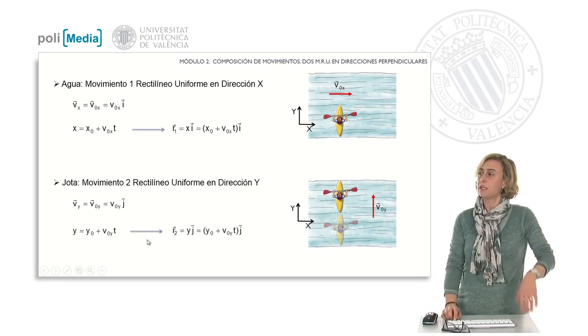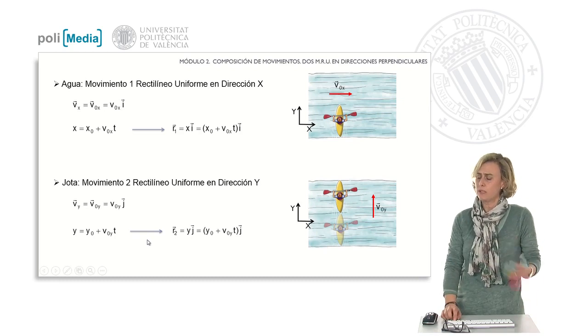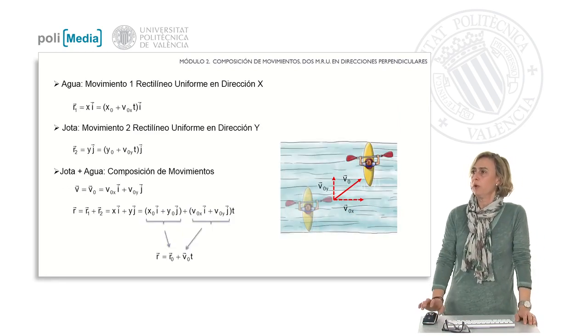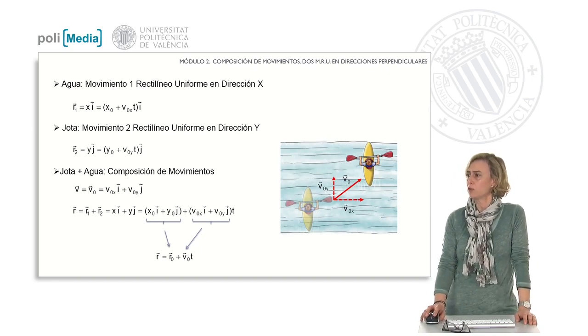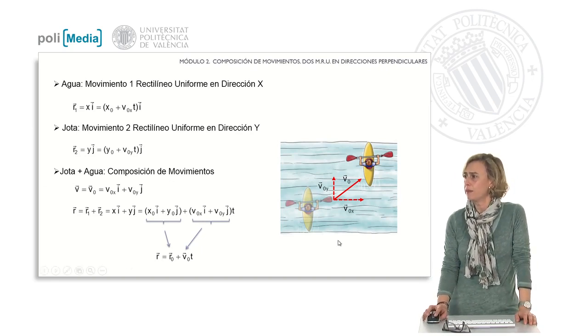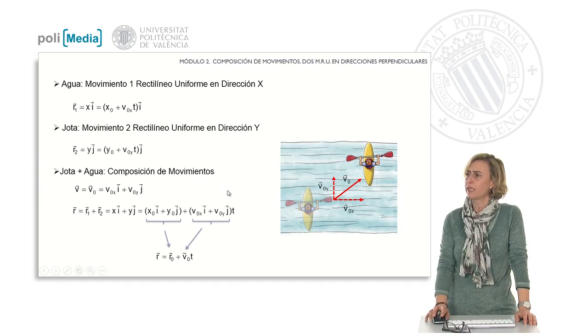What happens if J paddles and at the same time the water is in motion? Well, we will have a composition of motions. The velocity will have x component and y component, since it is the sum of the velocities of each of the previous movements.